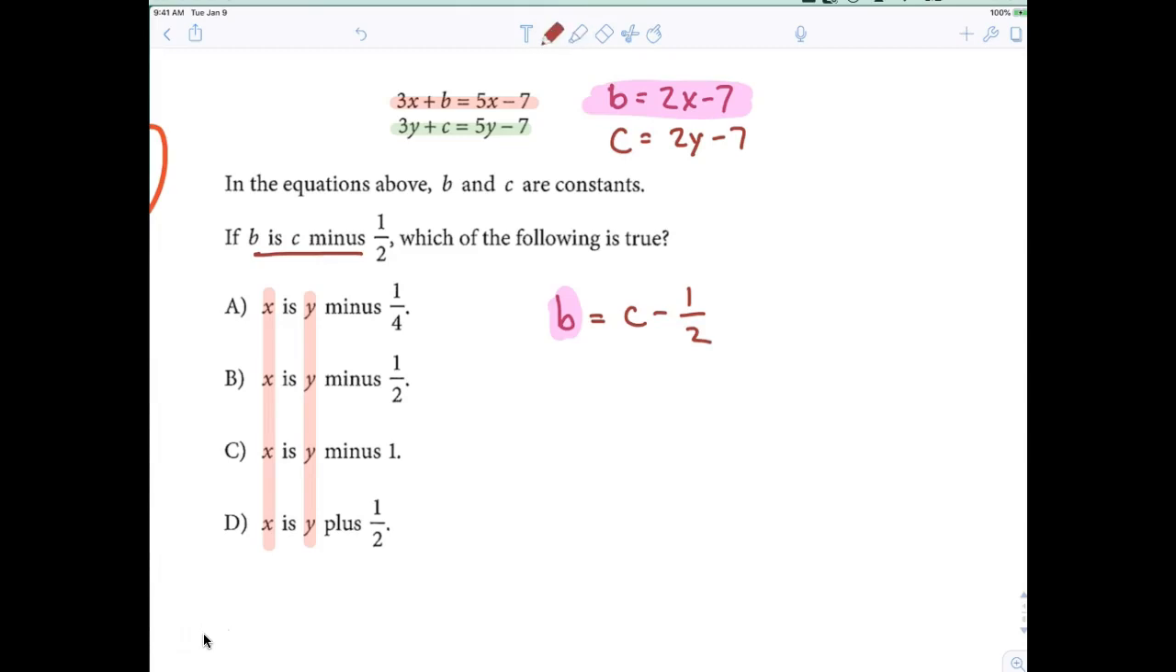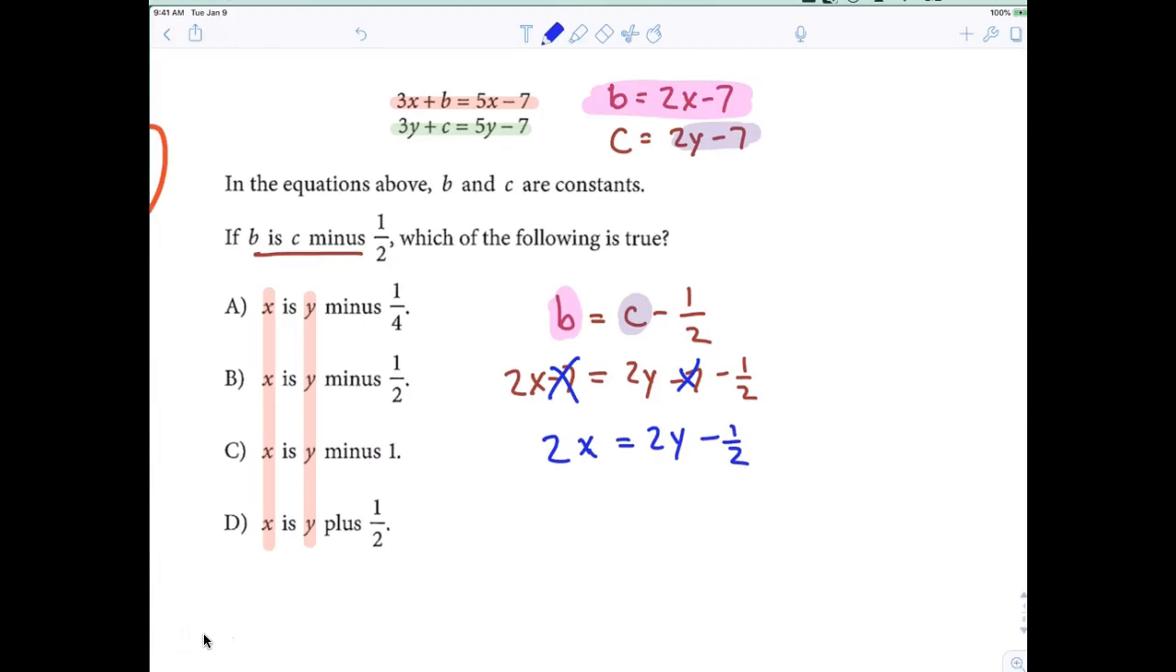So now b is equal to 2x minus 7. Now I'm looking for c. All right? c can be replaced with what? 2y minus 7. So this c right here is going to be replaced with 2y minus 7. So 2y minus 7 minus 1/2. Now, what could I do to the minus 7s? They just cancel out. So I'm taking the minus 7s, crossing those out, and when you cross that out, you end up with 2x is equal to 2y minus 1/2.